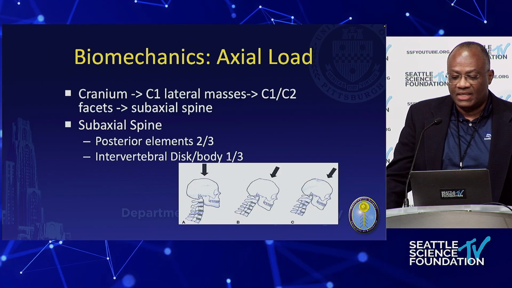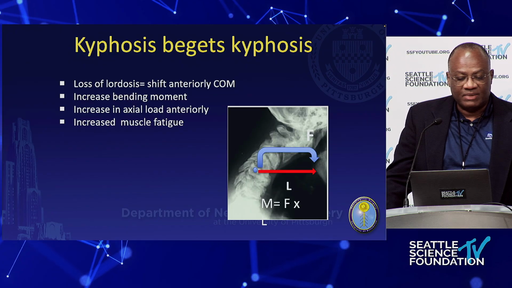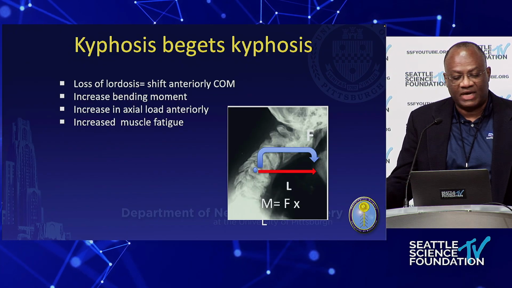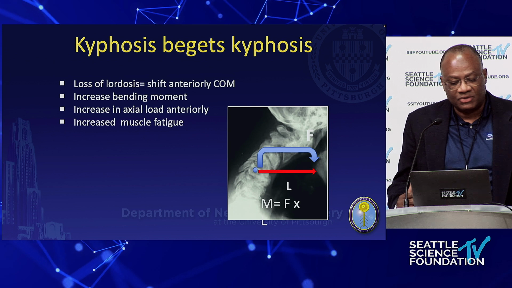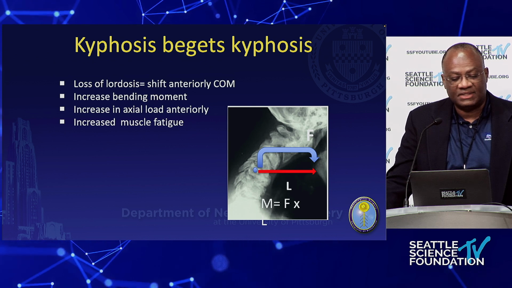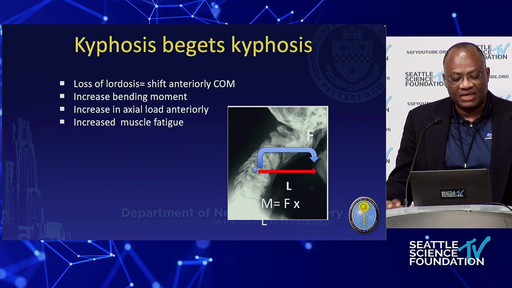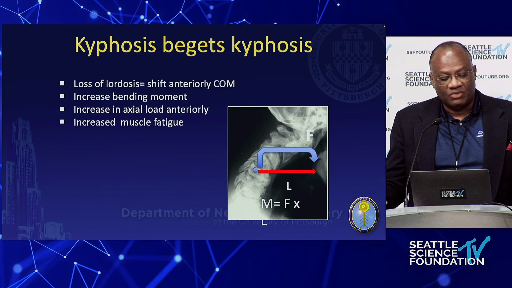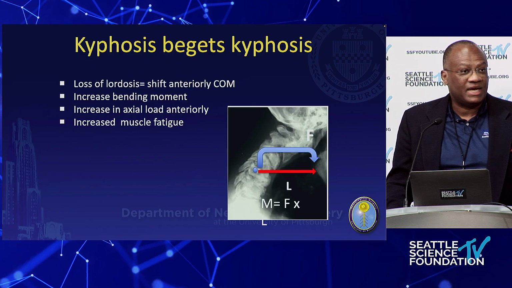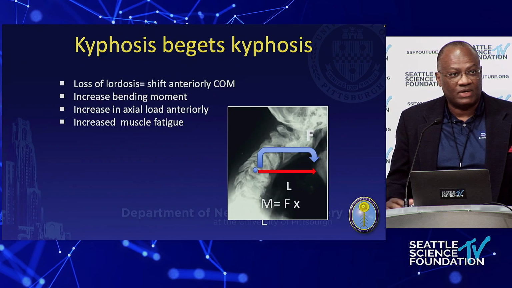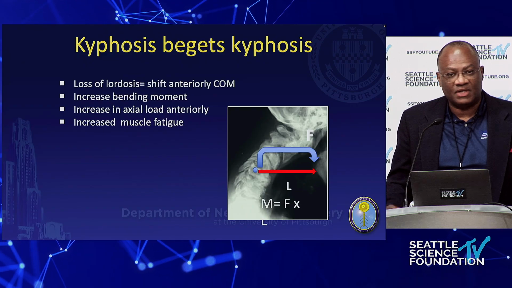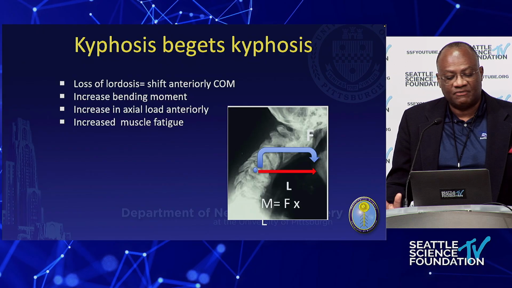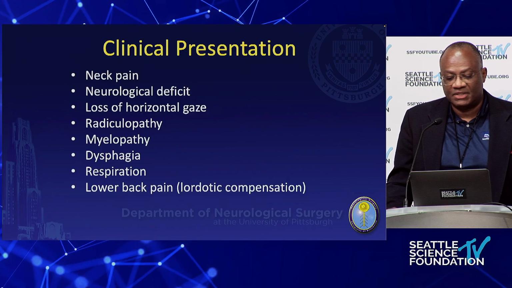So for example, if we create a kyphotic event in the cervical spine, it begets more kyphosis. There's loss of lordosis and a shift of the center of mass, which increases the bending moment and increases the axial load anteriorly, which is prone to worsening kyphosis because it carries 1/3 versus 2/3 of the loading capacity. It therefore increases muscle fatigue of the patient.